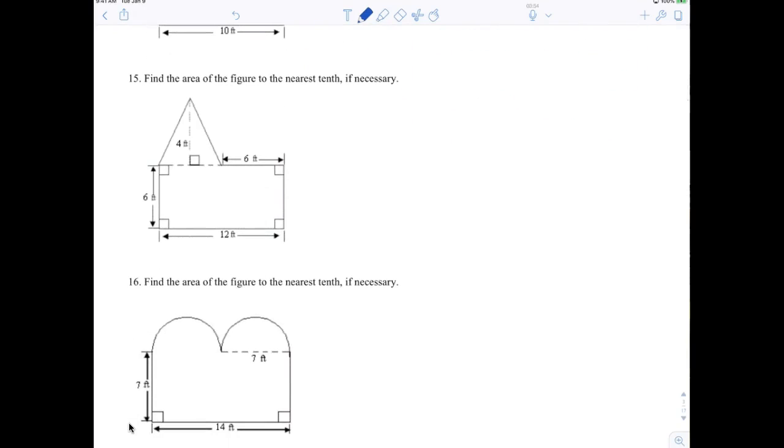So what shapes do we have here, guys? Triangle and a rectangle. So what's the formula for area of a triangle? 1/2 b h. And then what's the formula for a rectangle? Length times width. Okay, guys, I feel like we're getting pretty good at that. All right, so here we go. Area equals 1/2. What's the base of the triangle? 6. It's this guy right here, right?